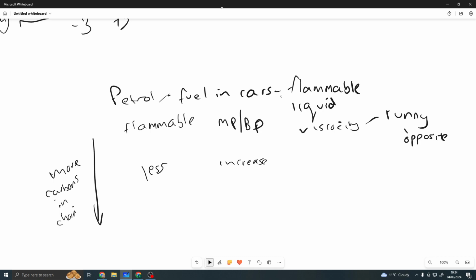So very runny, not very viscous. Not very runny, very viscous. Now what does this mean? As you go down, they start off as a gas, which flows very easily. They are very runny, which means they are not viscous. That means as you go down, the viscosity increases. Brilliant. What else is on my little list here?